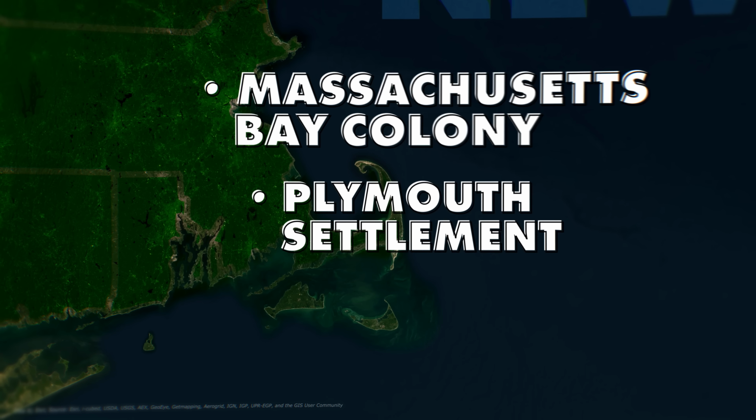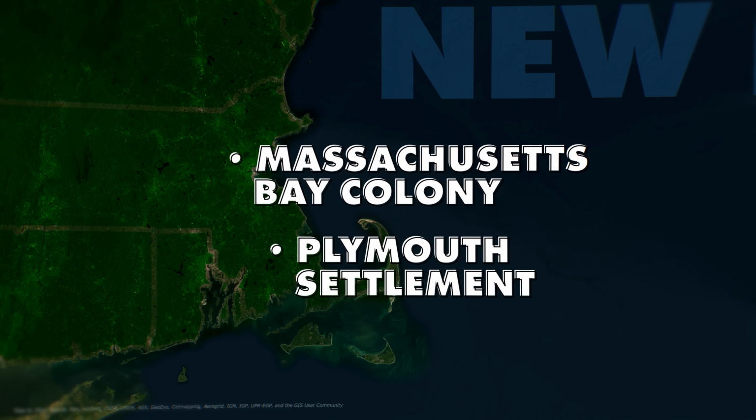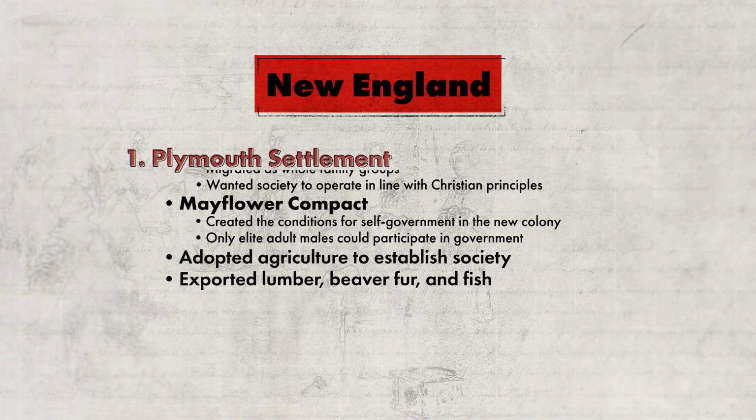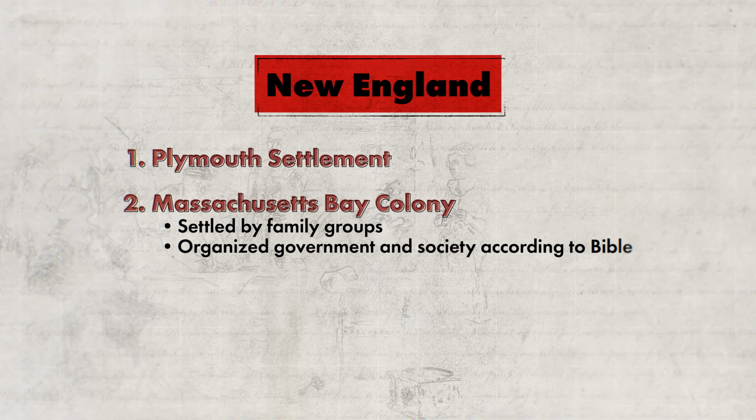Okay, now the second major New England colony you need to know was the Massachusetts Bay Colony. It was established in 1630 by a group of about 1,000 Puritan settlers. And just like Plymouth, it was settled by family groups and organized its government and society according to the Bible, with Jesus running the show.